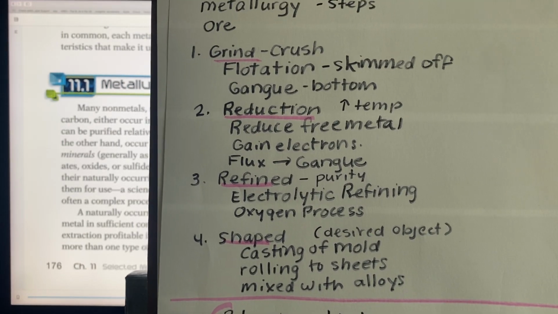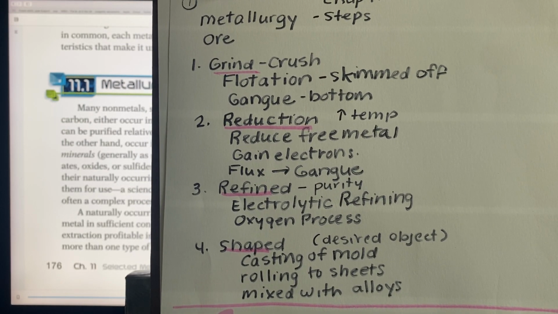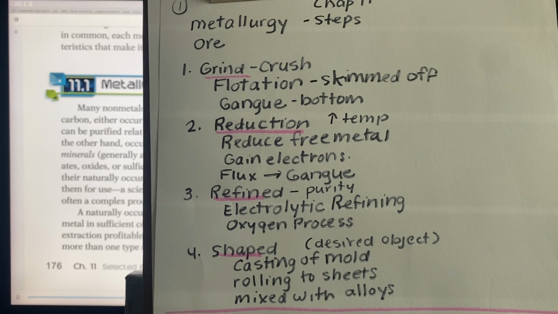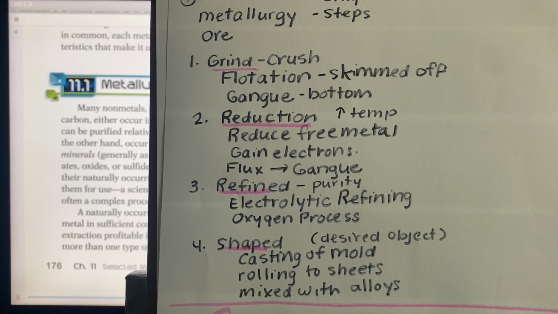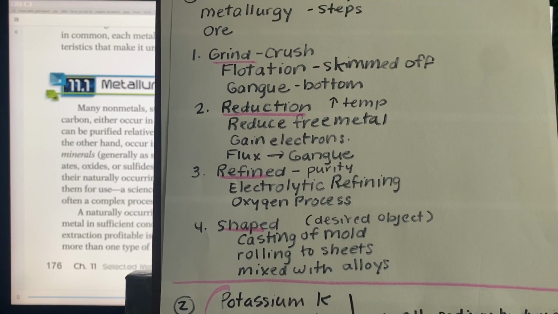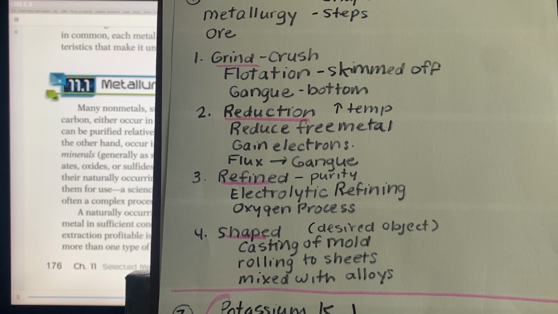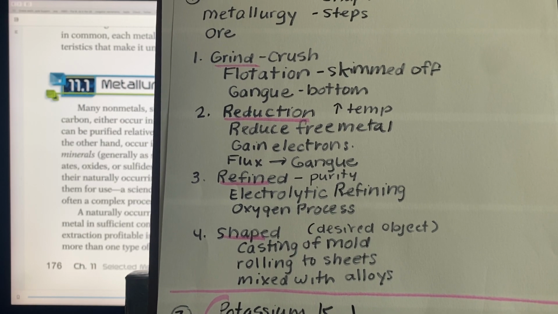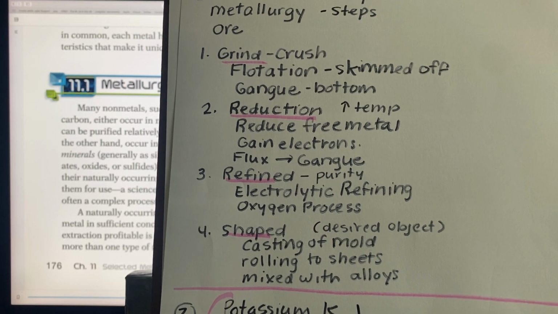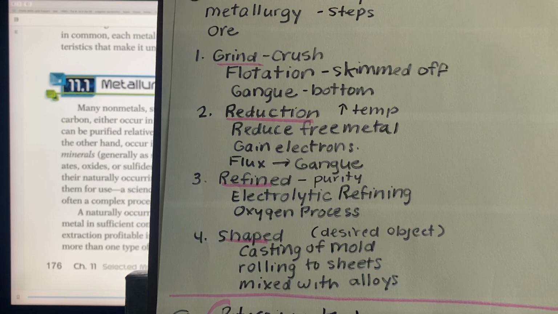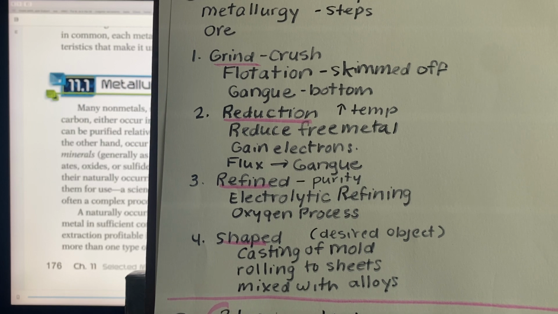So let's look back over this, the steps you'll need to know. First step is grinding and crushing, and this has flotation, where they wash it with water and skim off the top, and the gangue that they don't want falls to the bottom. The reduction is the next step, and that's where they increase the temperature to high temperatures, whatever they need to reduce the free metals. And sometimes this is electrical. As this goes through, it will have them gaining electrons. I wouldn't say that this is electrifying, but at this time there'll be reactions because of the temperature, if you're getting a metal out of a mineral.